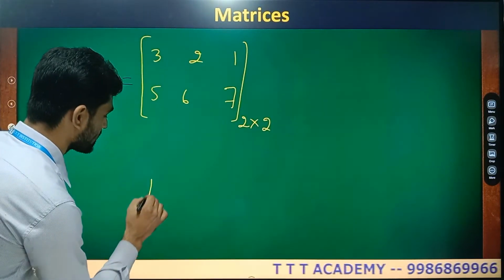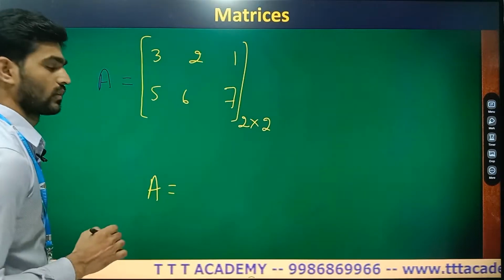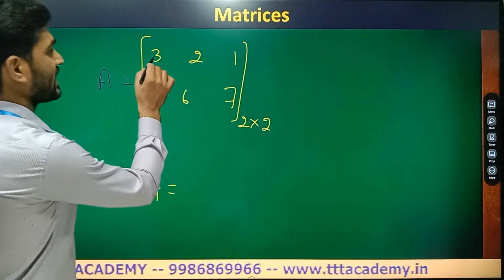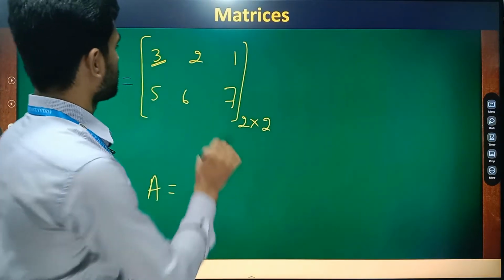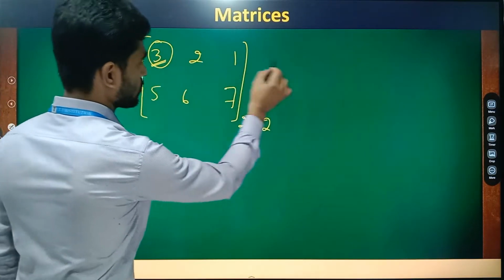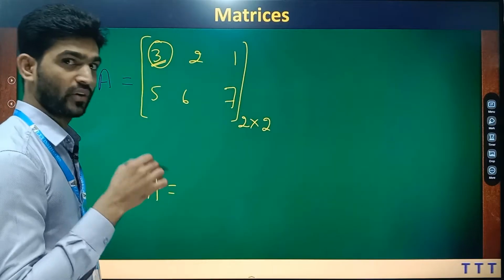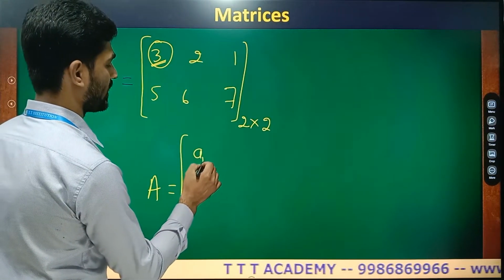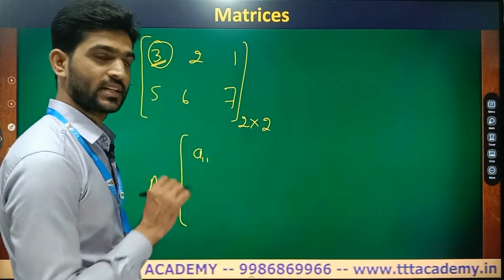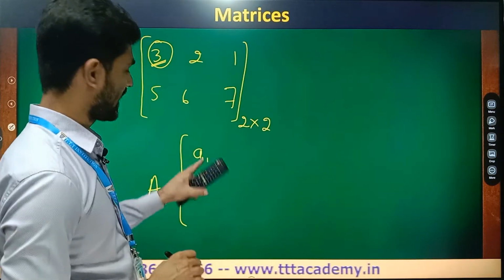Similarly I am going to consider A as another matrix. One more example, suppose where 3 is located, dear students. See, 3 is located in the first row and first column. So the element is called A11, which represents first row and first column. This is one of the elements.